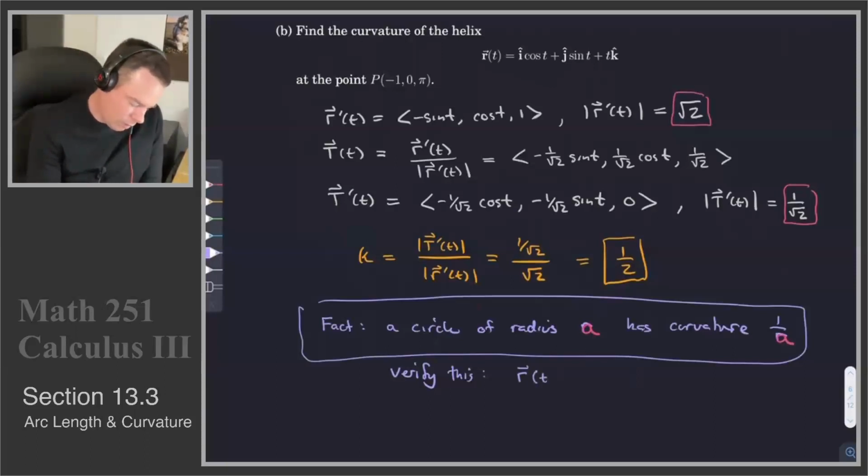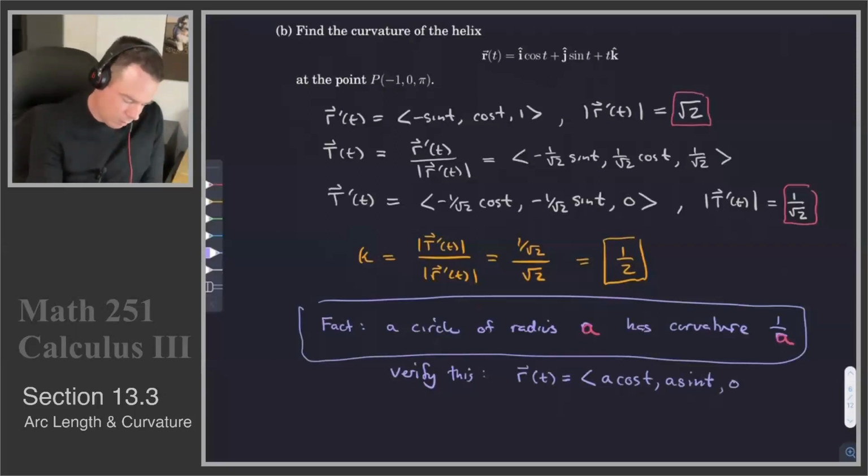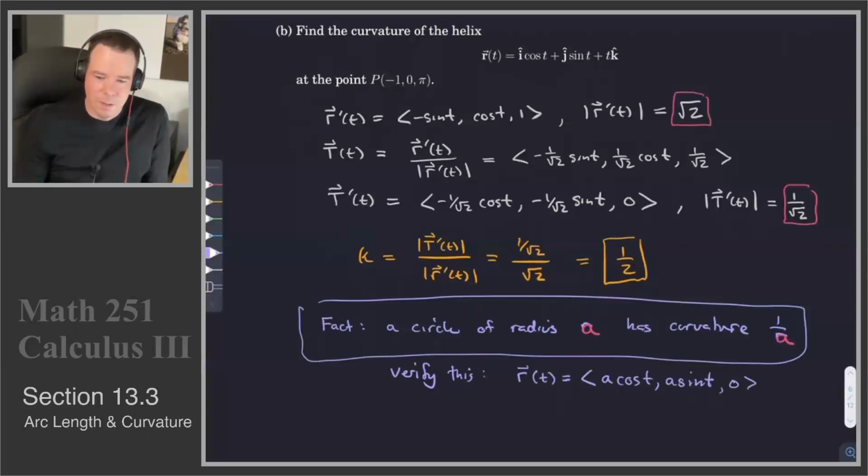So r of t, if it's a circle of radius A, we could write it as A cos t, A sine t. And we could leave it there. A circle lives in the plane. But if you want to make sure everything has three dimensions, then we could just pad it with a 0 on the end. So you could take that curve and go through the curvature calculation we just did above. It's basically taking the t in the expression above and making it a 0 and going through it all. And so that would verify that a circle of radius A has curvature 1 over A.